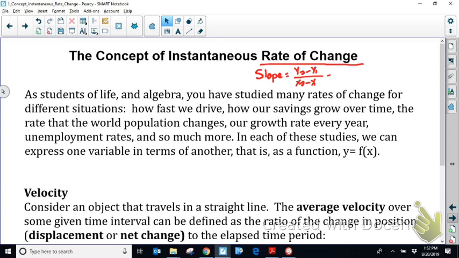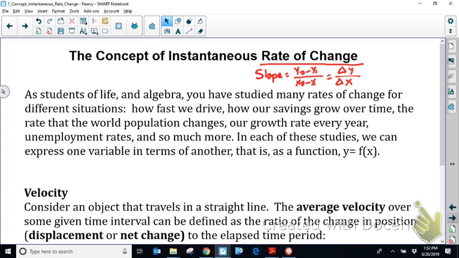Well, in the real world, the rate of change is not always going to be constant, and in calculus we note it as delta y over delta x, or whatever variable, whatever letters you use as an abbreviation for the given situation.